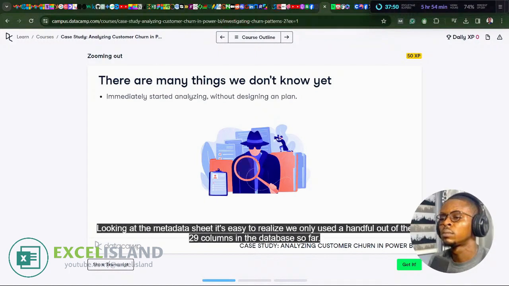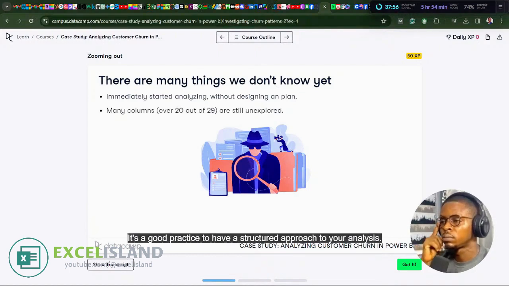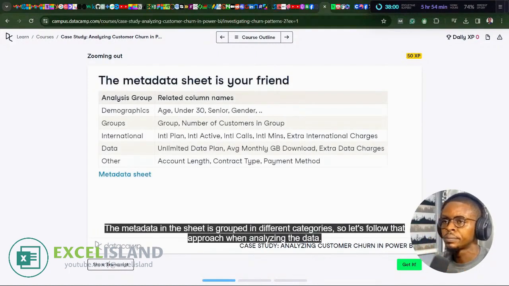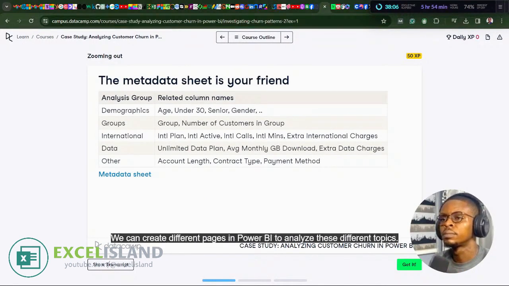Looking at the metadata sheet, it's easy to realize we only used a handful out of the 29 columns in the database so far. It's a good practice to have a structured approach to your analysis. The metadata in the sheet is grouped in different categories, so let's follow that approach when analyzing the data. We can create different pages in Power BI to analyze these different topics.